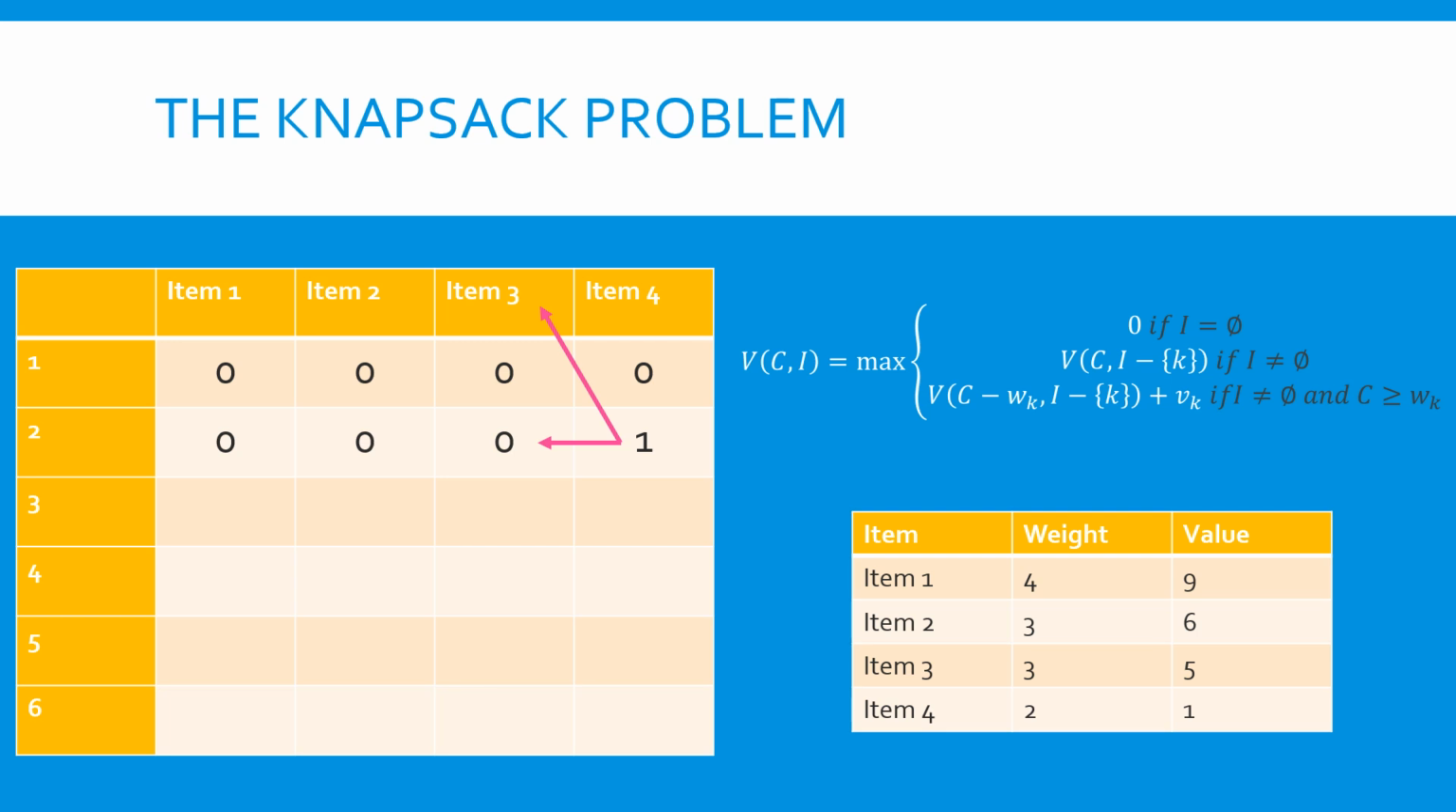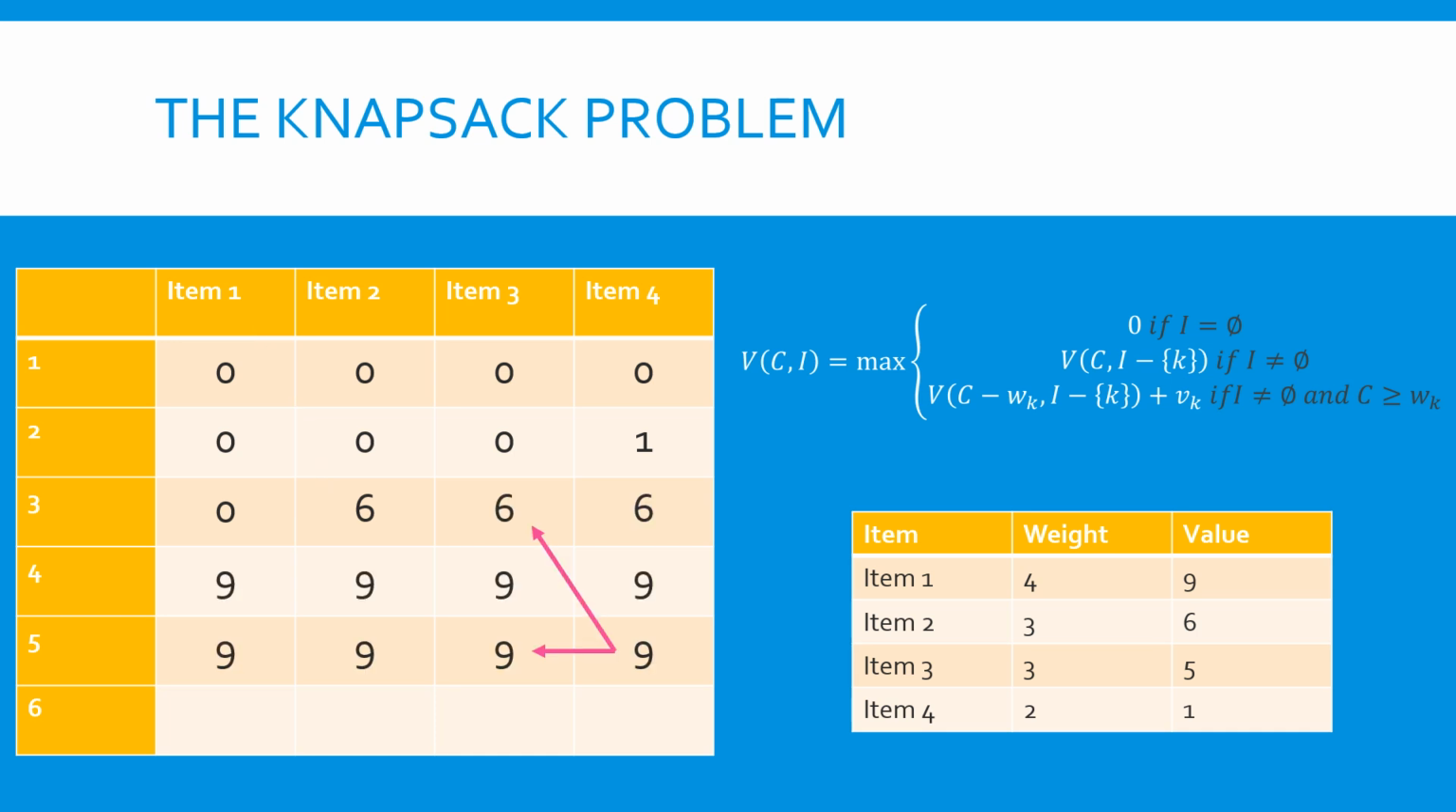With a capacity of 2, this entry allows the inclusion of item 4. Therefore, the value for this entry becomes 1. For the entry M32, the available capacity of 3 allows for the inclusion of item 2, resulting in a value of 6.